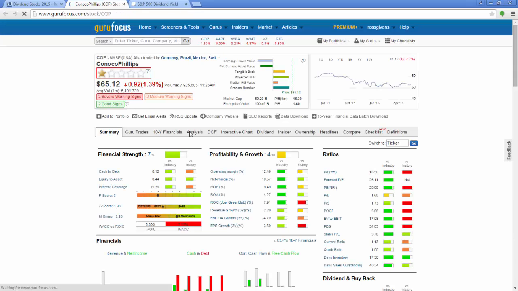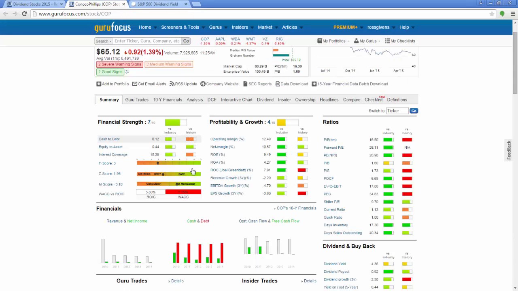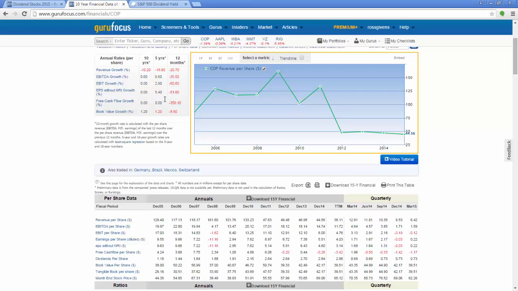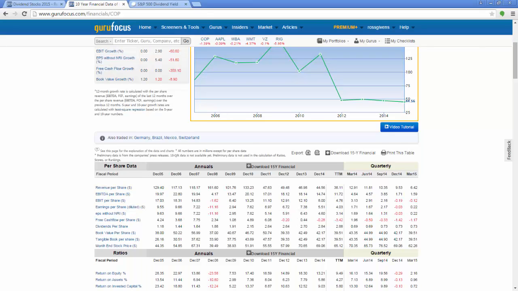Let's take ConocoPhillips for example. We'll go to the stock page, right? And if you go to the 10-year financials, one of the ones at the top is the per share data, and it is the fourth from the bottom. Right here it says dividends per share.